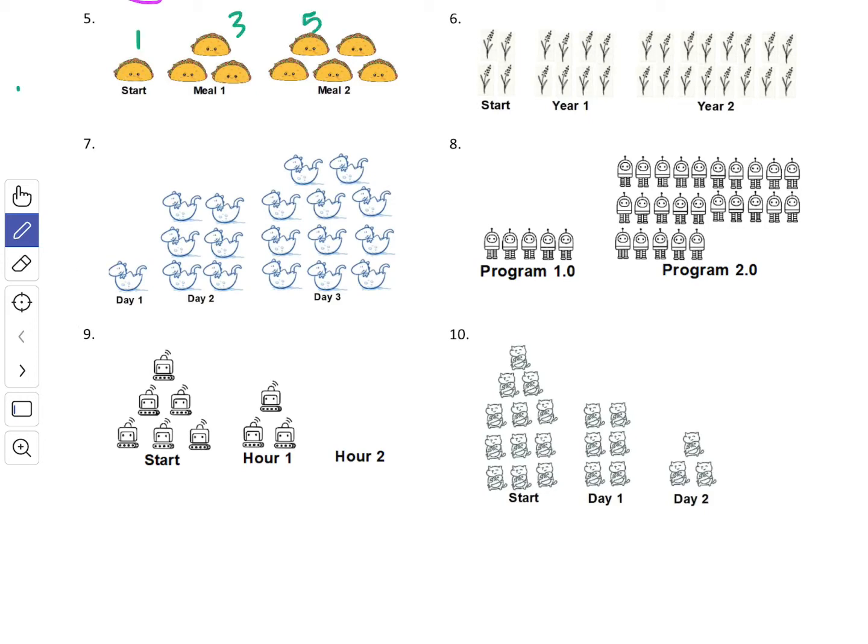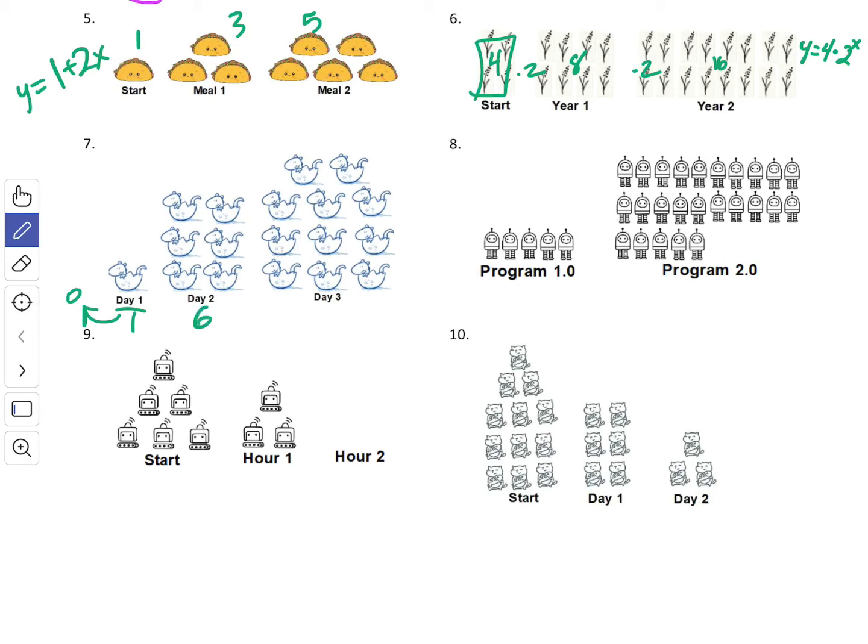Moving right along. So tacos, we have 1, 3, 5. So y equals, our start was 1. We're adding 2 each time, so plus 2x. For our little flowers, we've got 4, 8, and 16. So we're timesing them by 2. Our start is 4, so it's y equals 4 times 2 to the x.